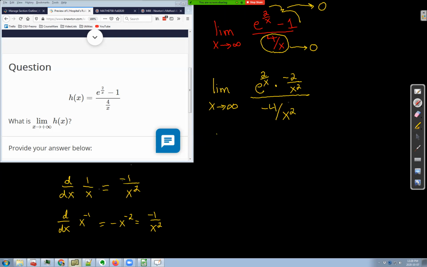Because let's see here, we're going to have the limit. Let's clean this up. Okay, wait. Let's be clear. What happened right here was I did use L'Hopital's rule. And now I'm done with L'Hopital's rule. Now I'm just going to try to clean this up as much as possible and hope I can see something. So we have e to the 2 over x, multiplied by -2 over x squared.